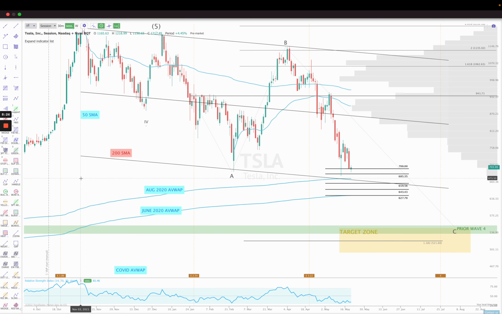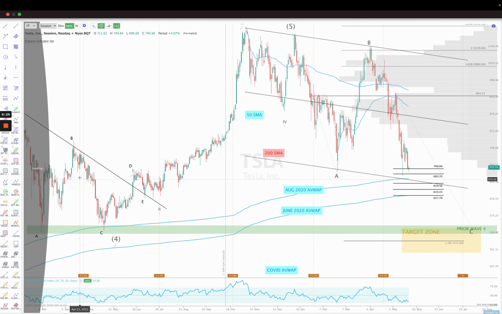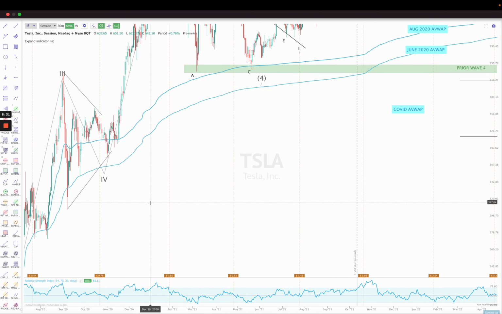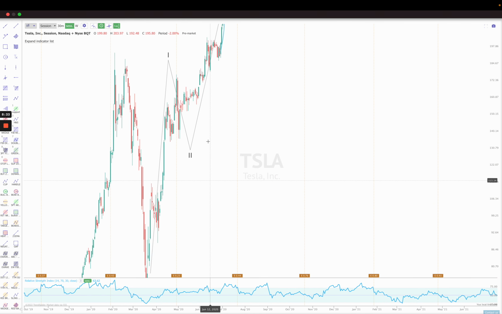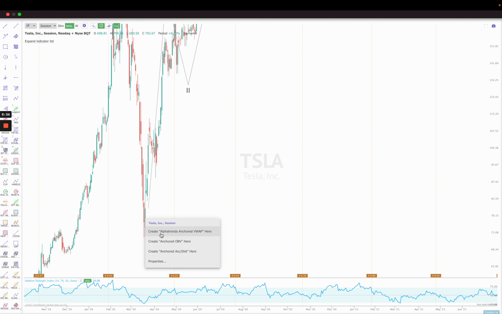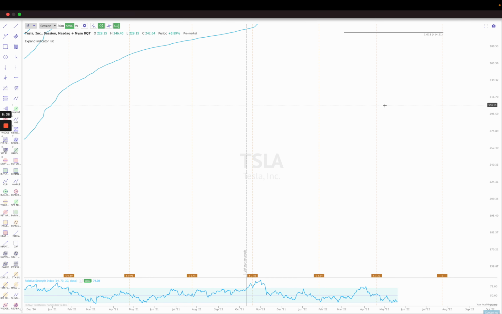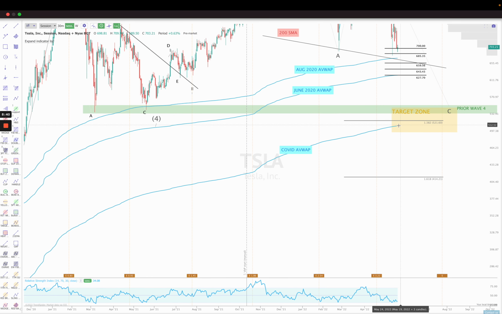All right, so let me just drop out. I'm going to go down to the COVID low. I'll drop an anchored VWAP there as well, and let's see where that settles. Yeah, so that's right inside my target zone.